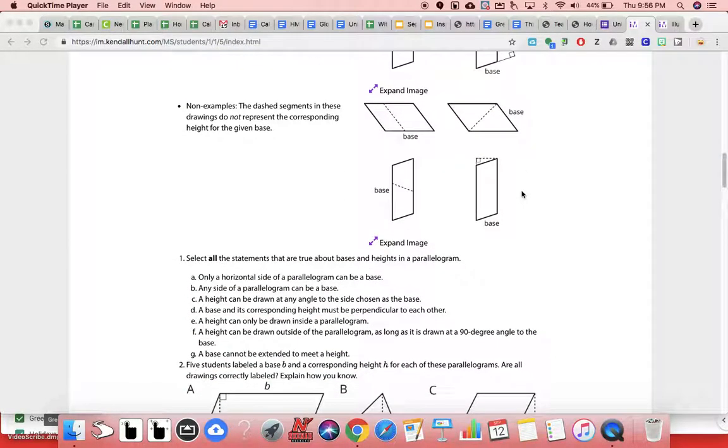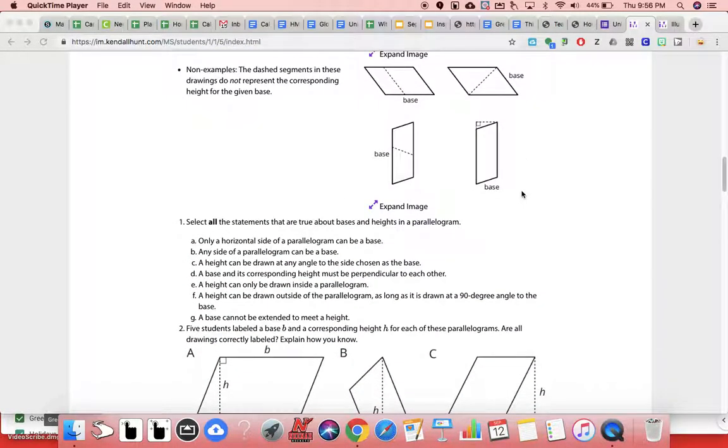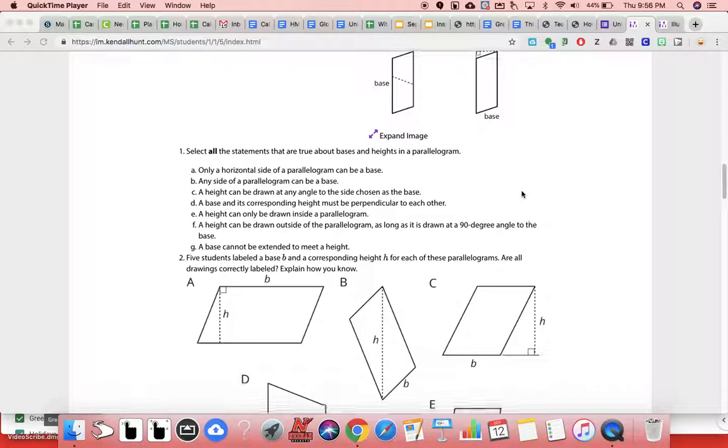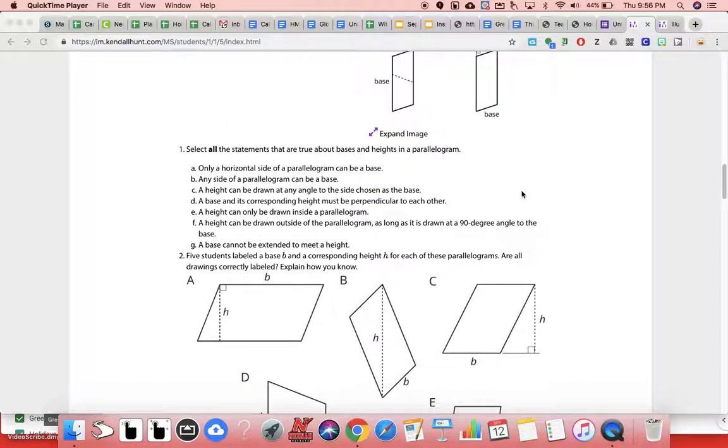So now what we're going to do is look at the bottom of page 32. It asks us to select all the statements that are true about bases and heights in a parallelogram. Please press pause, go through each example, and say true or false. When you're ready, press play.